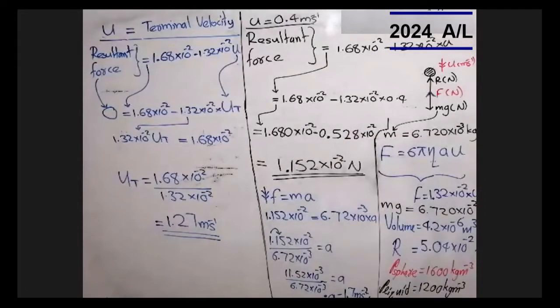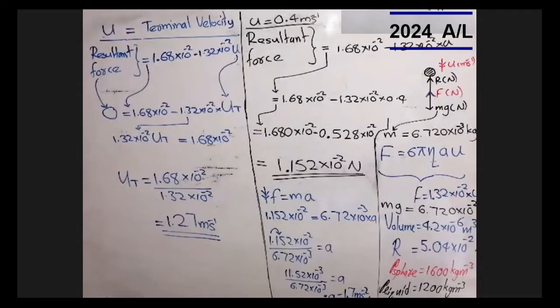So what is the speciality of this terminal velocity? When the velocity is increased, the resultant force decreases. So at a certain terminal velocity, the resultant force becomes 0. The velocity at which the resultant force is 0 is known as the terminal velocity. Until the object reaches the terminal velocity, the velocity increases.